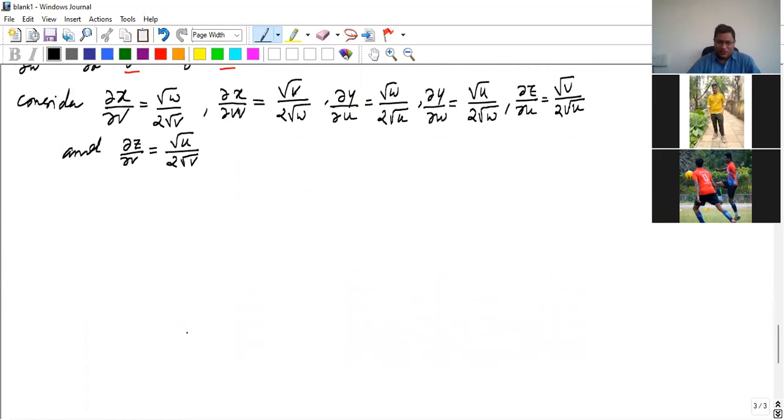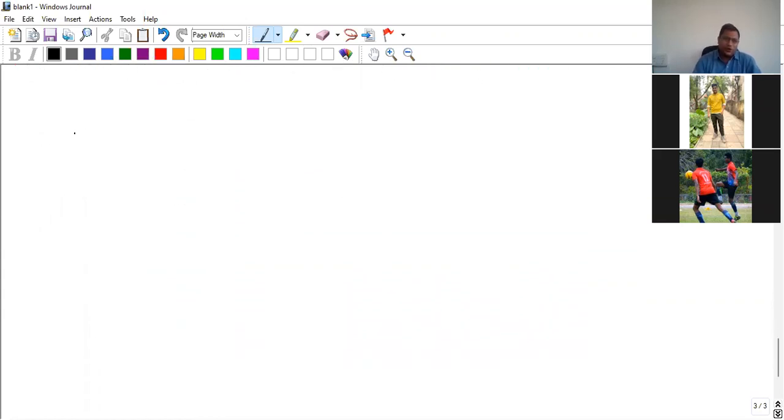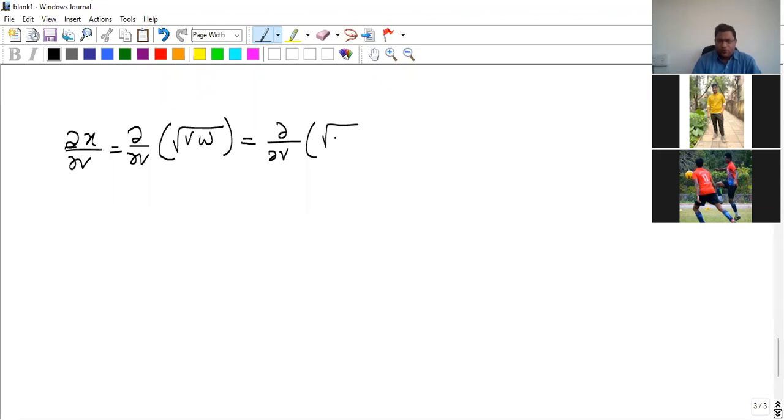Okay, very good. So let us try to have the derivative of this. ∂x/∂v. This is ∂/∂v of root of vw, right? Is that okay? Yes, sir. ∂/∂v of root of v into root of w. Is that okay? Yes, sir. Okay. So we are finding the derivative with respect to v. Can we treat w as a constant? Yes, sir, we treat it as constant. Correct. So this is root of w times ∂/∂v of root of v.